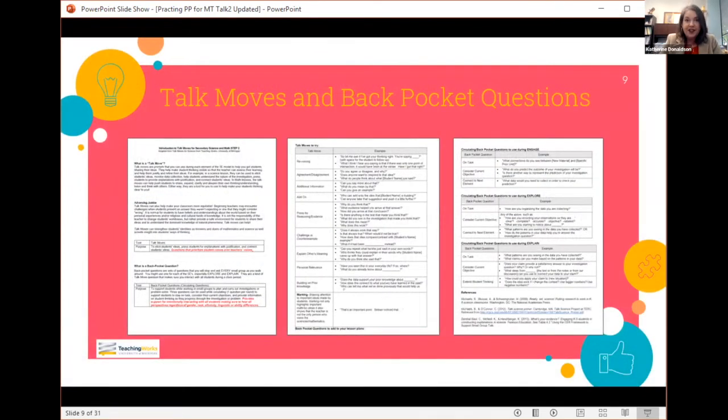One of the tools that they have in resources on the free site there is called a Talk Moves and Back Pocket Questions sheet. So what we did is we created our own little decomposition, a little cheat sheet for our step 2 kids about Talk Moves and Back Pocket Questions. And you have this in your folder.